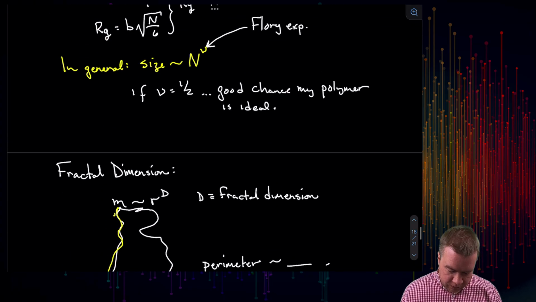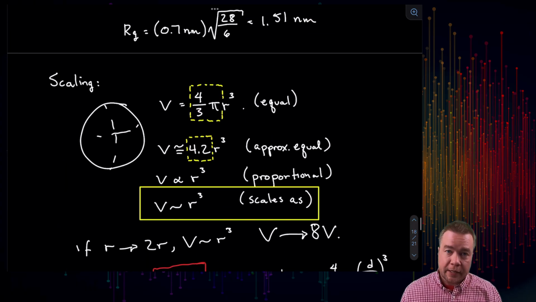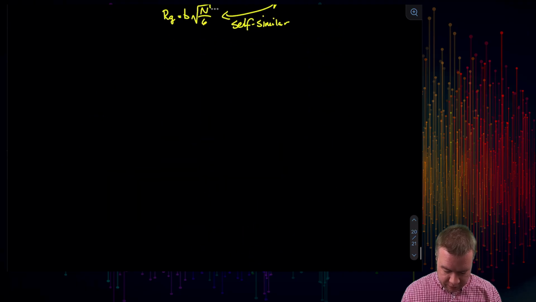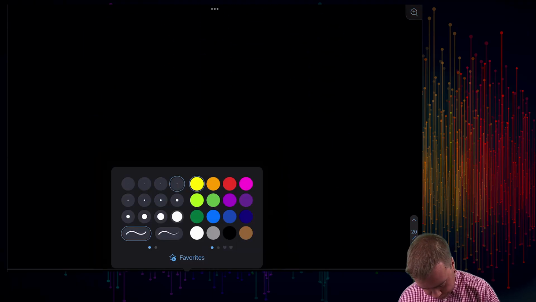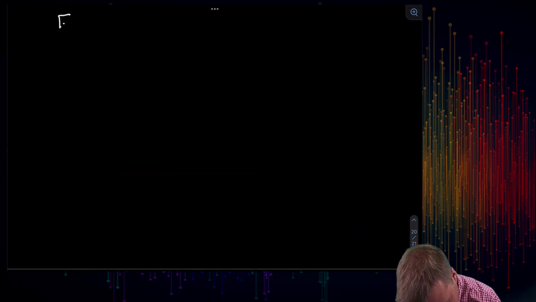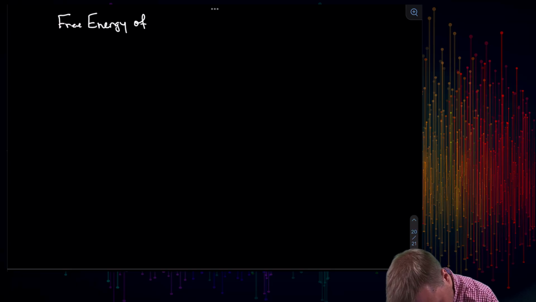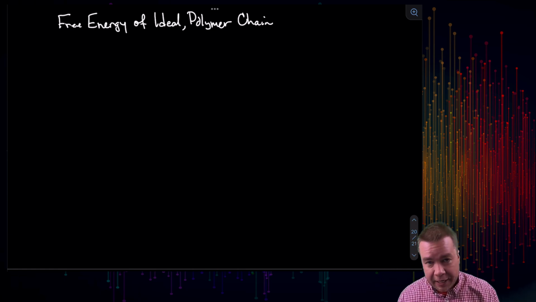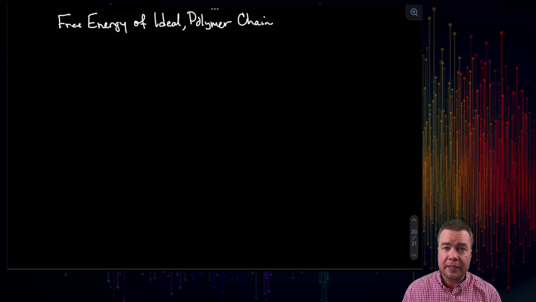Okay, so that's our introduction to scaling, the notation and what scaling means, and fractal dimensions. And so we only have one thing left to cover, and that is what is the free energy of an ideal polymer chain. All right, so let's do that next, and then we'll wrap up for today.